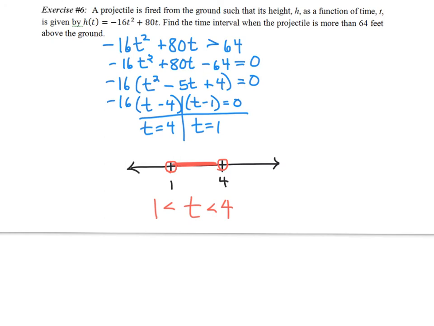We've done a lot of work on quadratic inequalities today, so make sure you understand the steps for solving those inequalities, and we'll look at some more examples in class.